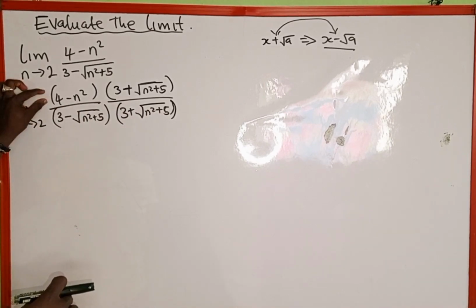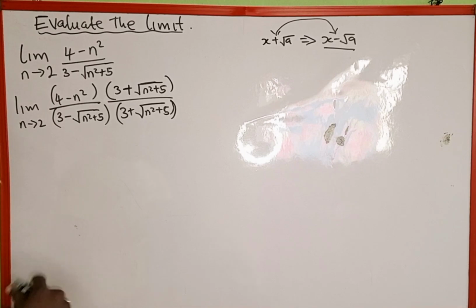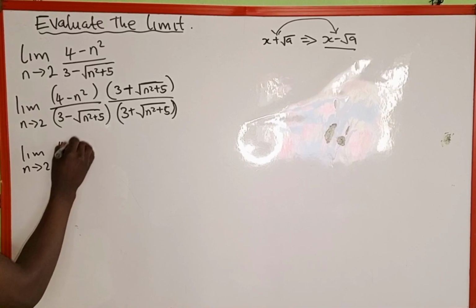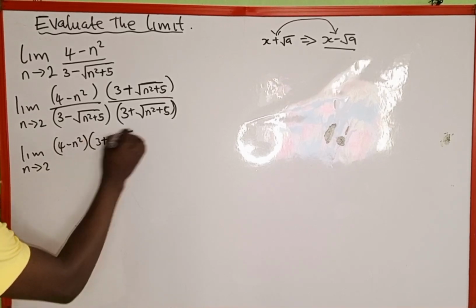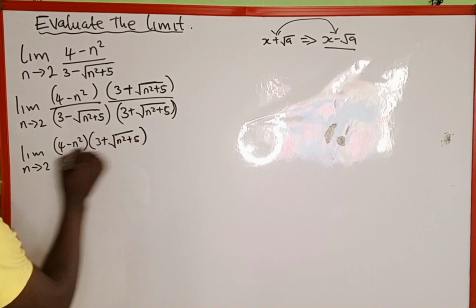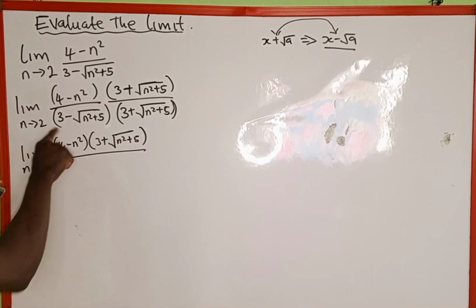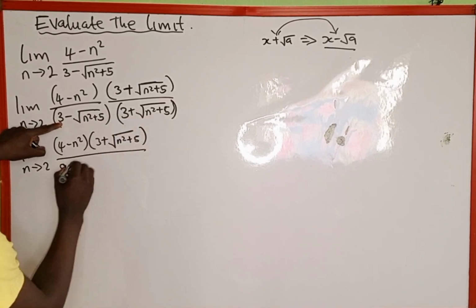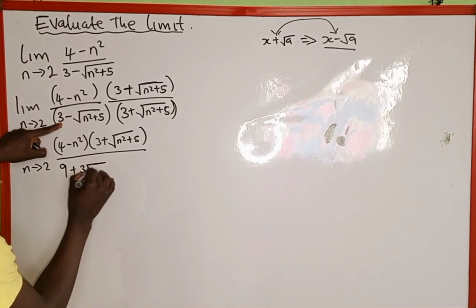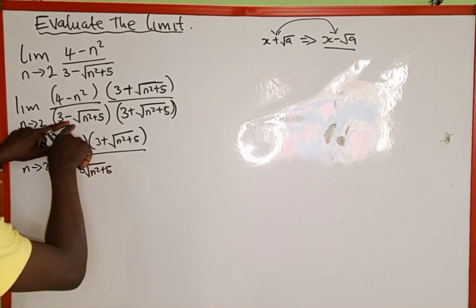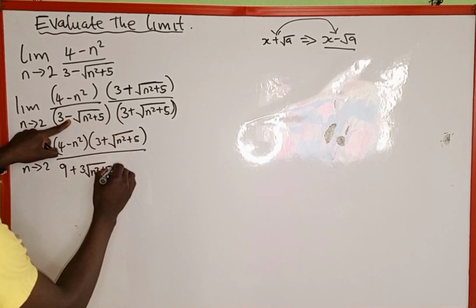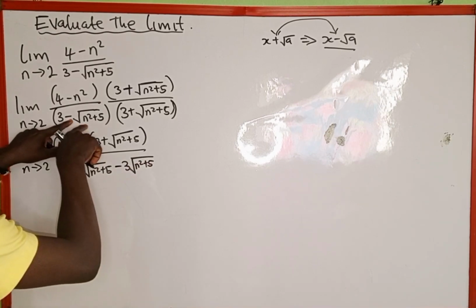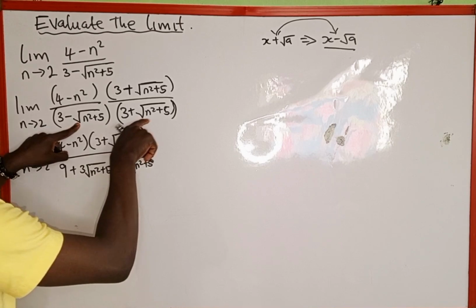We're going to keep the numerator as it is, then we expand the denominator. This is going to be what? Limit as n approaches 2 of (4 minus n squared), then multiply by 3 plus square root of n squared plus 5, then everything divided by, we expand the denominator. 3 multiplied by 3 is going to give us 9. Then 3 multiplied by root n squared plus 5 is going to give us 3 root n squared plus 5. Then negative root n squared plus 5 multiplied by 3 is going to give us negative 3 root n squared plus 5. Then negative root n squared plus 5 multiplied by root n squared plus 5.